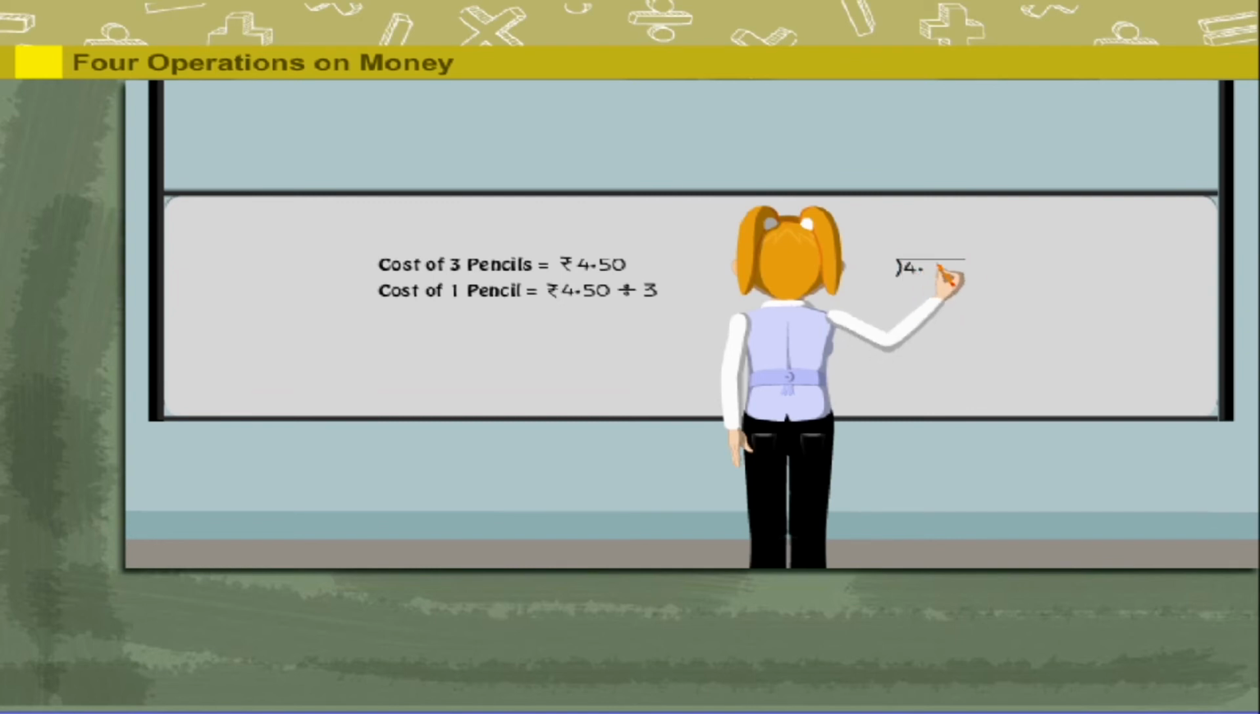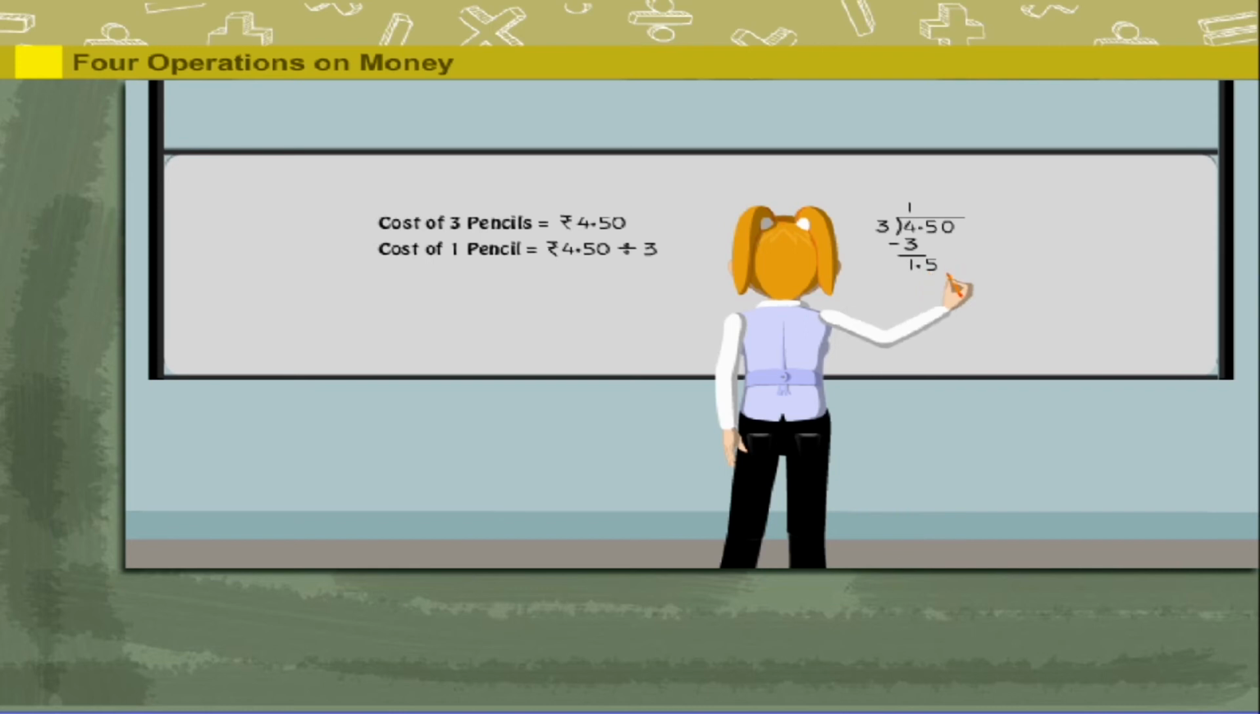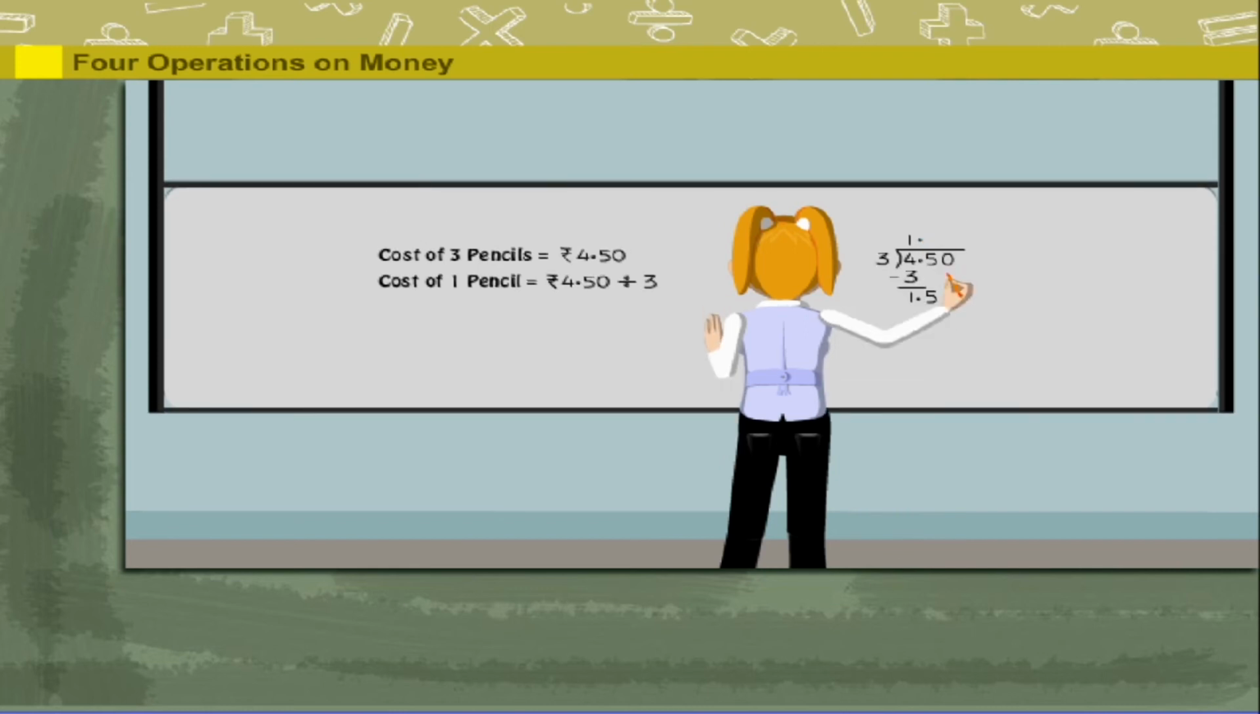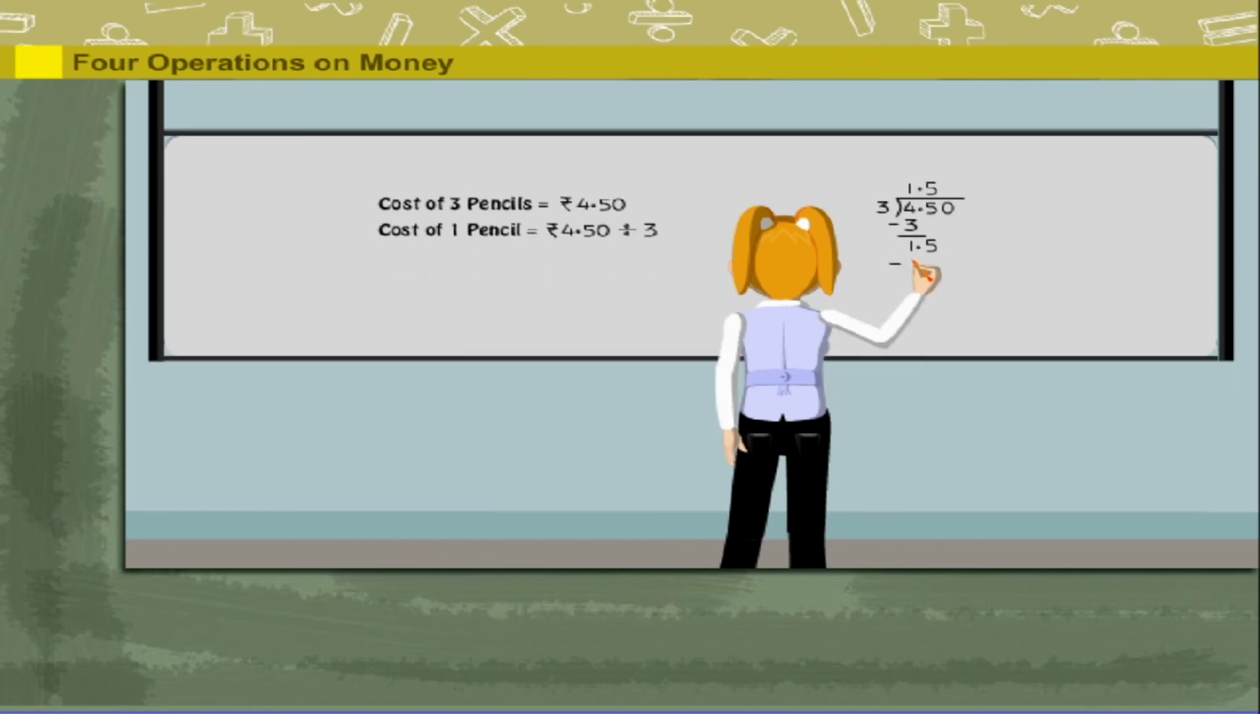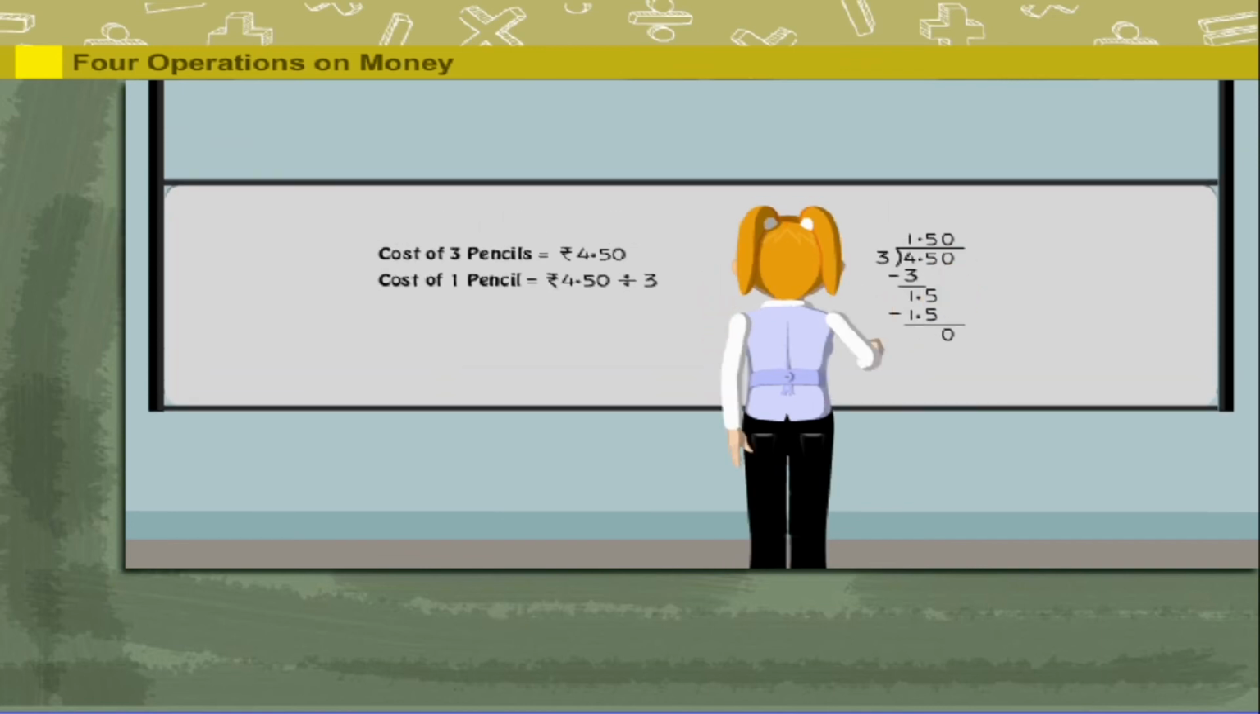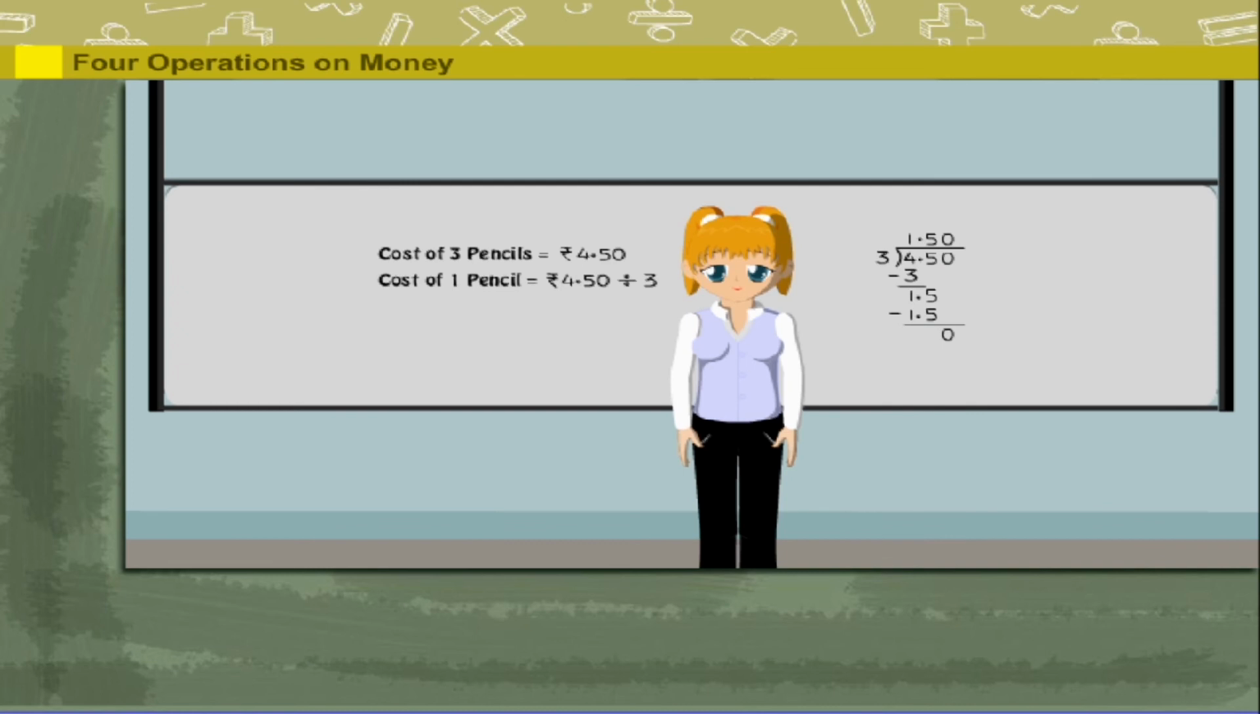She divides 4 by 3, gets 1. Copies the next digit but puts the decimal in the quotient. She writes 5 on the quotient line. So, 1 pencil is rupees 1 and 50 paise.